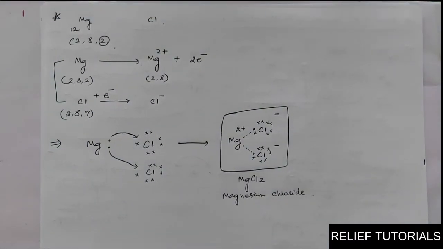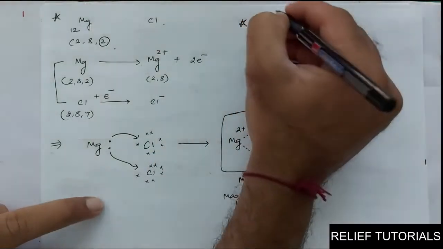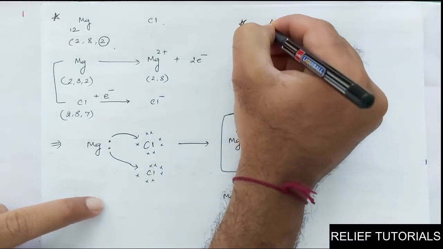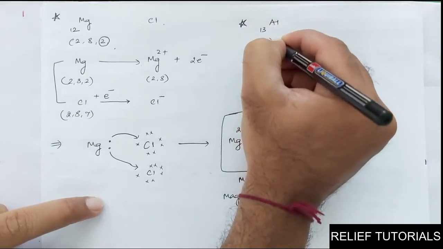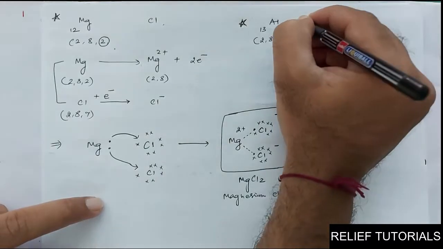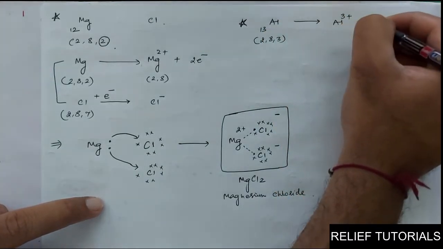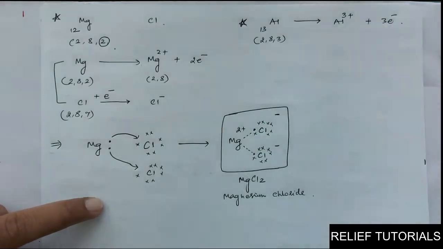This is magnesium chloride. Same thing you can think for aluminium and chloride. Aluminium atomic number 13. So how to write the configuration? 2, 8, 3. It has a tendency to lose 3 electrons. So it loses 3 electrons, so it forms Al3+, and 3 electrons are lost.